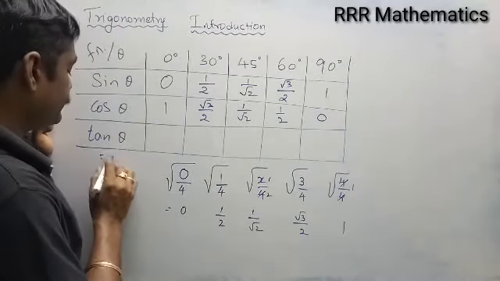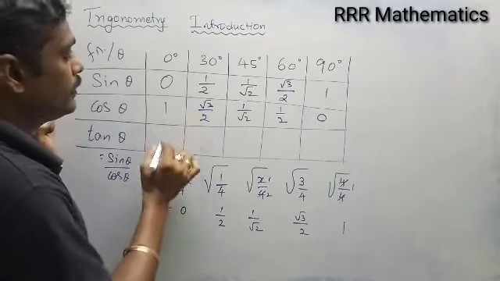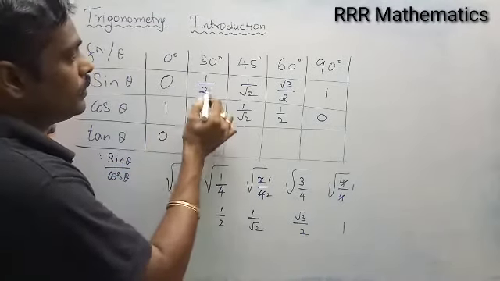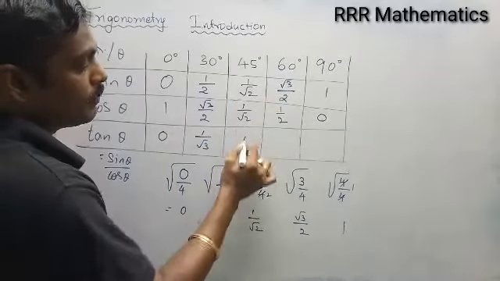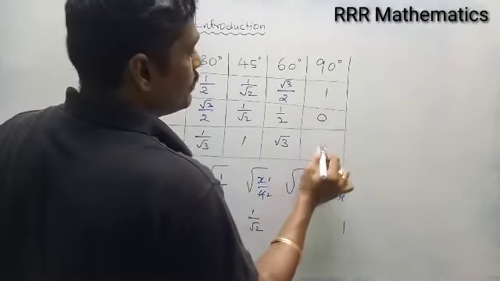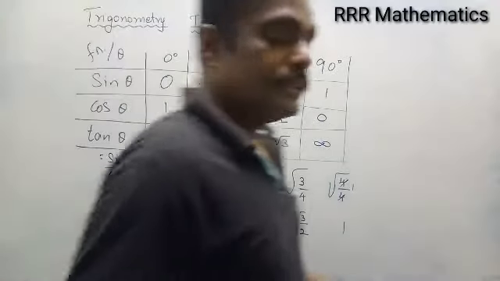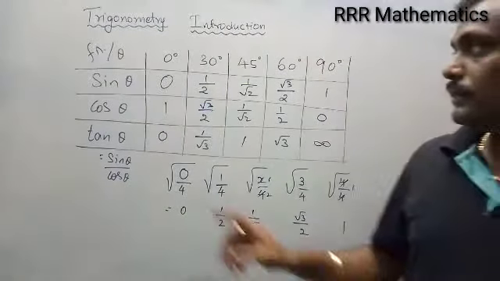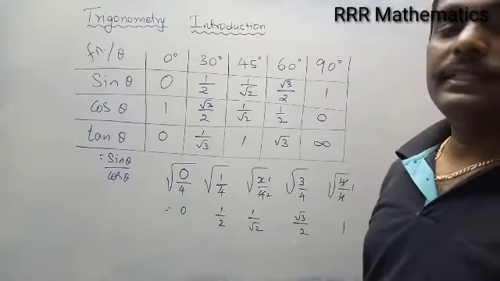Sine divided by cos. So 0 divided by 1 is 0. Then the 2 cancels, giving 1 by root 3. 1 by root 2 and 1 by root 2 get cancelled, giving 1. Then the 2 cancels, giving root 3. 1 divided by 0 is infinity. Is it clear? Here are sin theta, cos theta, tan theta with respect to 0 degree, 30 degree, 45 degree, 60 degree, 90 degree. It's a very easy way to remember.